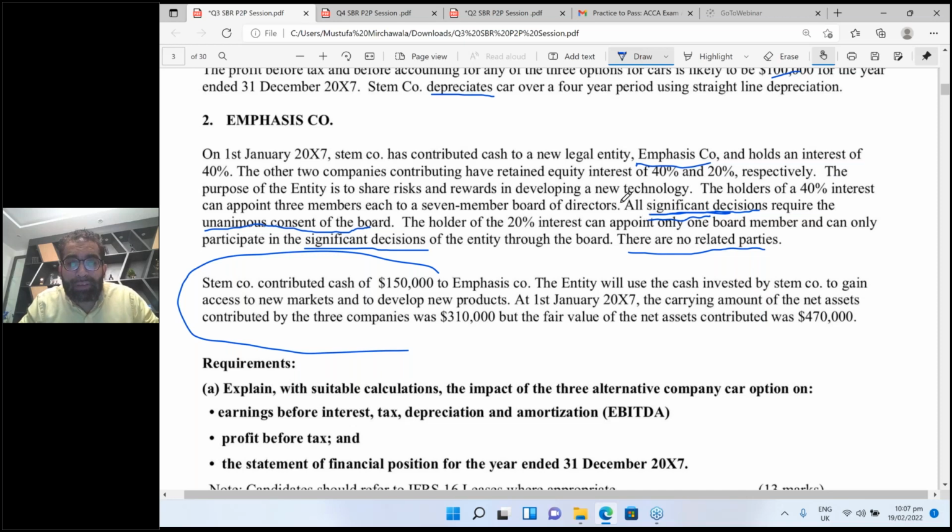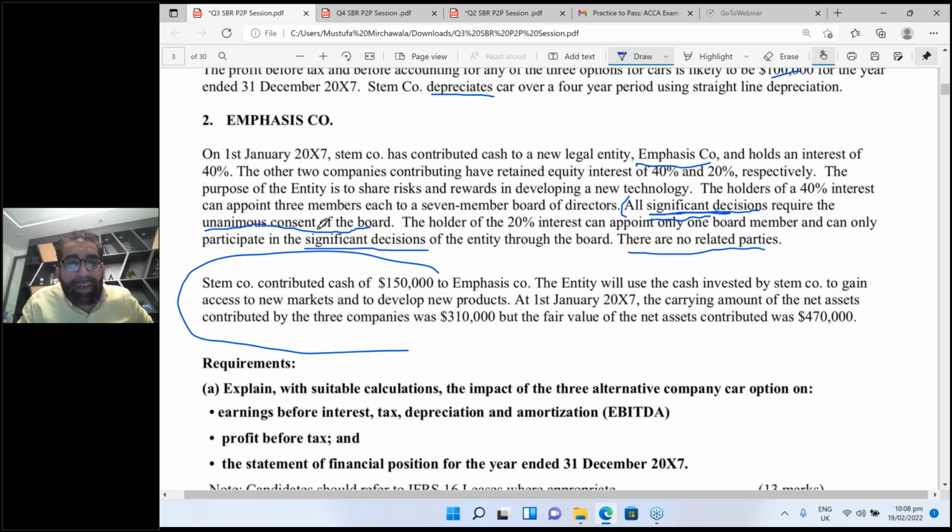Why? Because of this line. All significant decisions require the unanimous consent of the board. Unanimous consent of the board means all 7 members must give vote, and out of these 7 members, 1 member belongs to that 20% guy. So this 20% guy also has joint control, because if he says no, nothing will change. They cannot pass any major decision without the consent of this 20% guy.